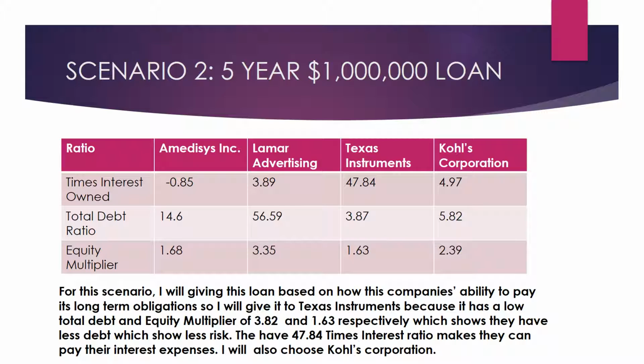For this scenario, I'll be giving this loan based on the company's ability to pay their long-term obligations. So I would give it to Texas Instrument because it has a low total debt ratio and equity multiplier of 3.8 and 1.6 respectively, which shows they have less debt, which means less risk. They have 47.8 times interest earned, which means they can pay their interest expenses. I would also choose Kohl's Corporation as my second company.